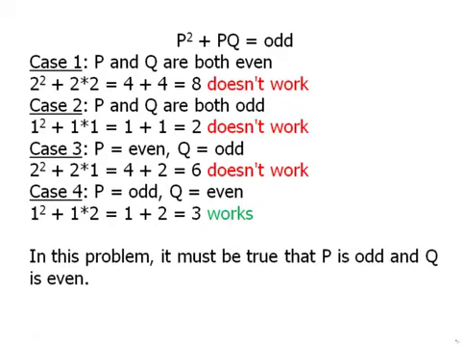Therefore, we know in this problem it must be true that p is an odd number and q is an even number. We're able to figure that out from the 4-case method.